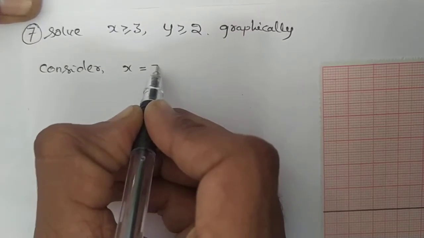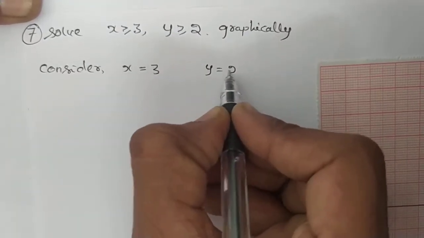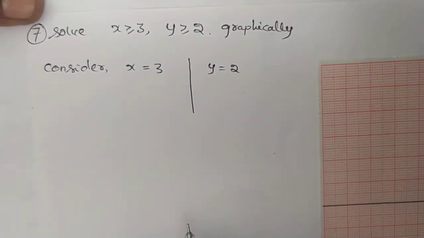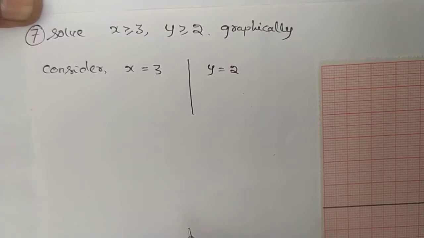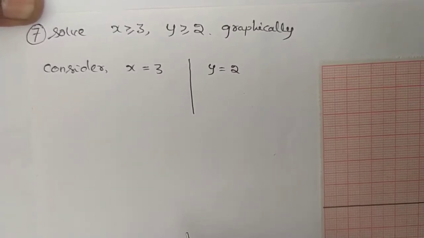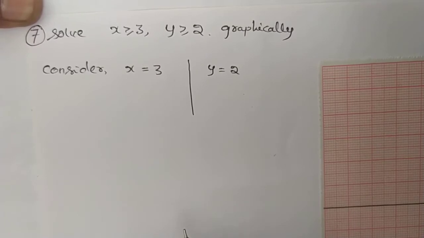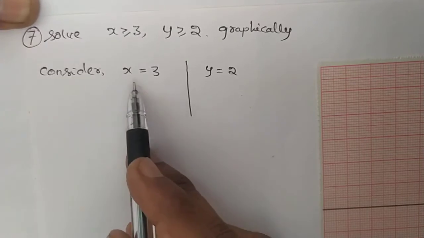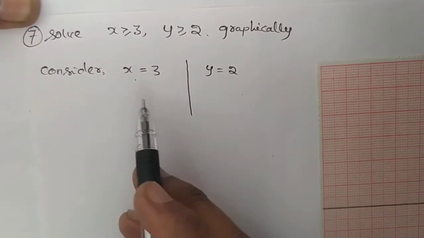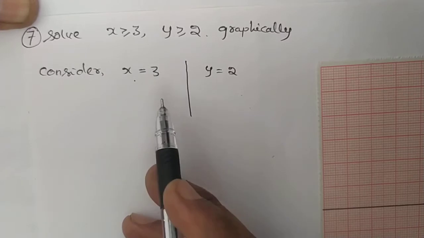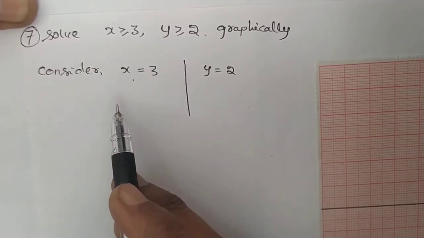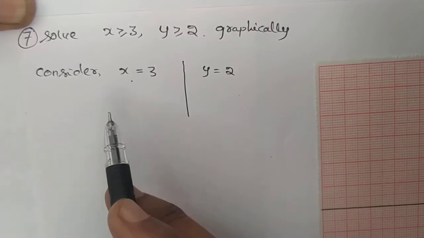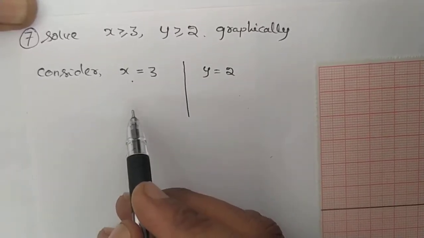Consider x equals 3, y equals 2, right? Just compare this problem with the previous one. There we found a, b, c and d, isn't it? Here we are not going to find a, b, c, d like that. Here we have the direct points: x equals 3 and y equals 2. No need to put x equals 0 and find y, or y equals 0 and find x. Directly we will move on to the last step.